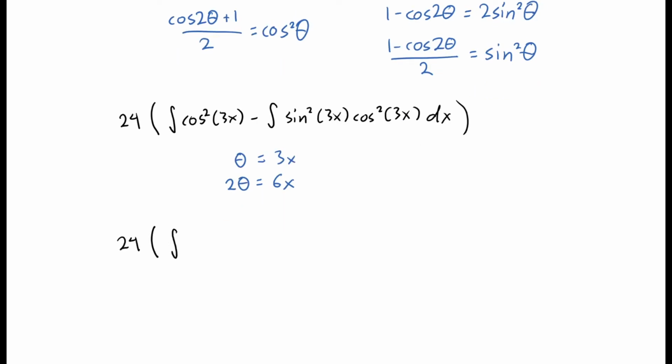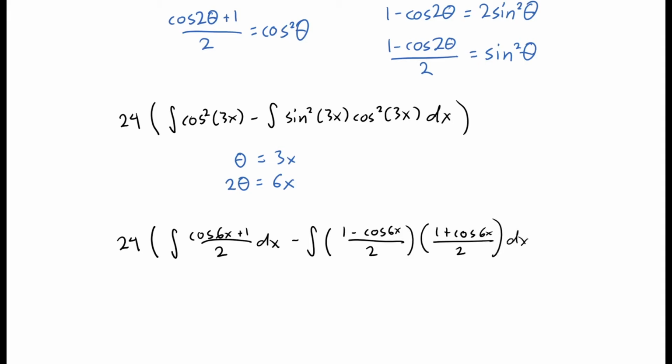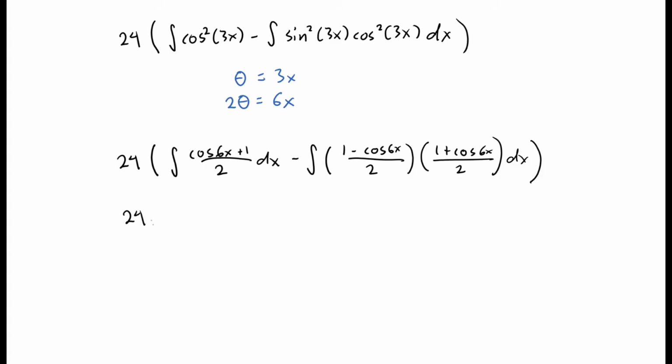And so now we'll have 24 times the integral of cosine 6x plus 1 over 2 times dx minus the integral of the quantity of 1 minus cosine 6x over 2 times the quantity of 1 plus cosine 6x over 2 dx. And then for our first integral, I'm going to factor out the 2 on the bottom, so we'll get 1 half times the integral of cosine 6x plus 1 times dx.